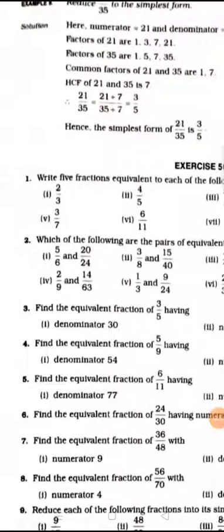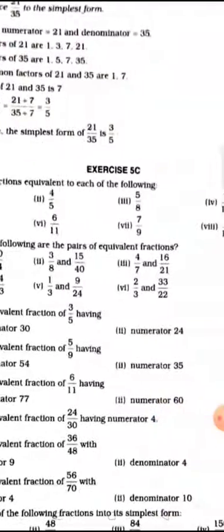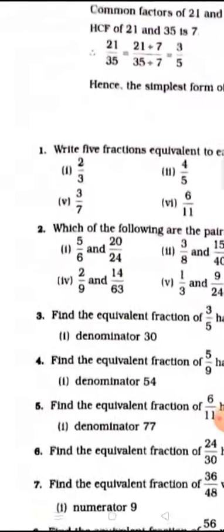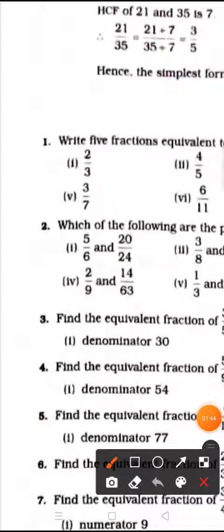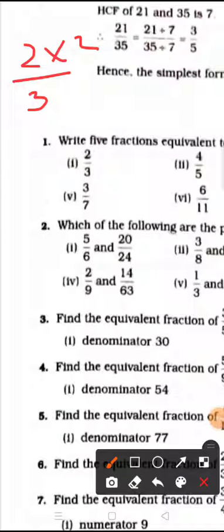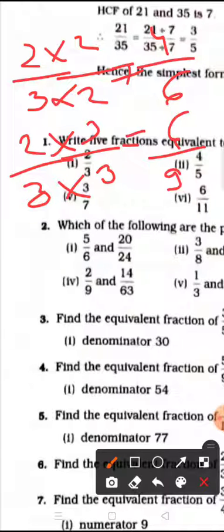Exercise 5C, question number 1. Write 5 fractions equivalent to each of the following. Okay, you have to write 5 fractions equivalent to it. So how do you do it? Your question is 2 upon 3. You have to multiply by the same non-zero number. So it becomes 2 twos are 4 and 2 threes are 6. Now with another number, 3: 2 threes are 6, 3 threes are 9.